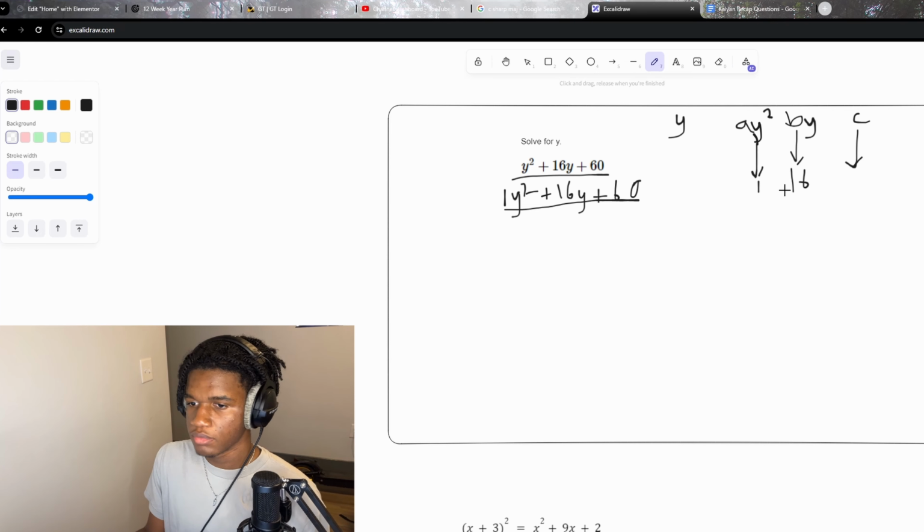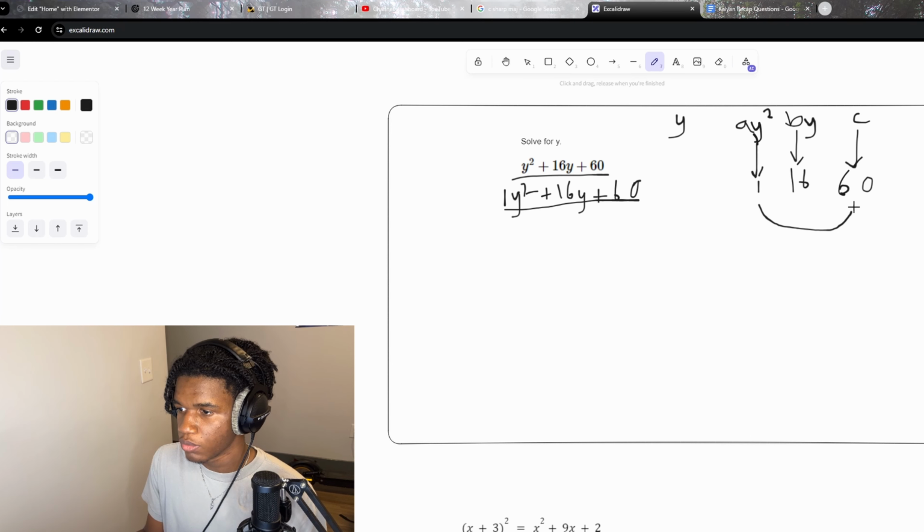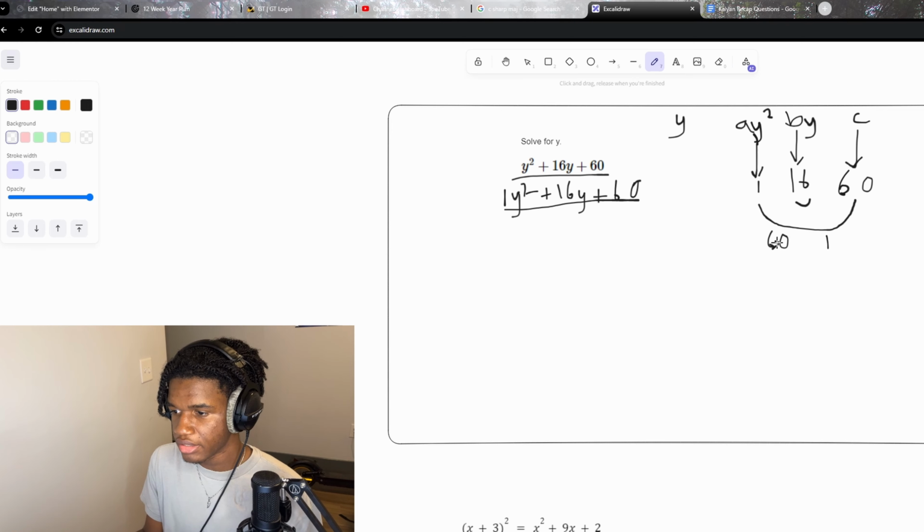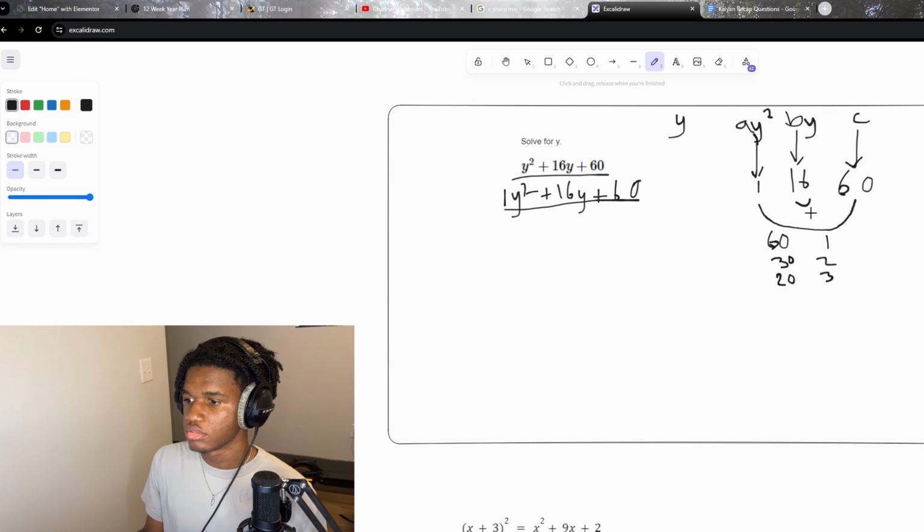Alright, so now that we know c is 60, b is 16, and a is 1, we want to find two numbers that multiply to 1 times 60, and the same two numbers add to 16. 60 and 1 multiply to 60, but they can't add to 16, right? So we just keep going. There's also 30 and 2. There's also 20 and 3. It's pretty close.